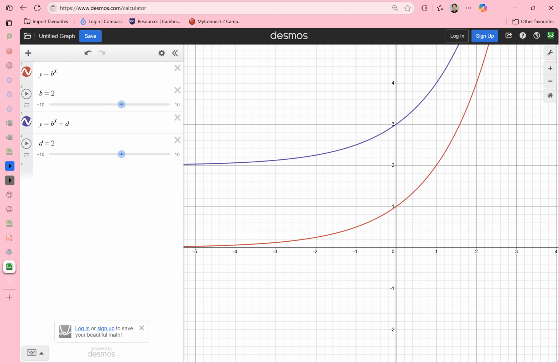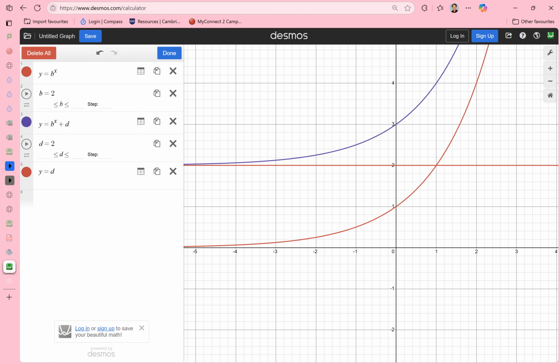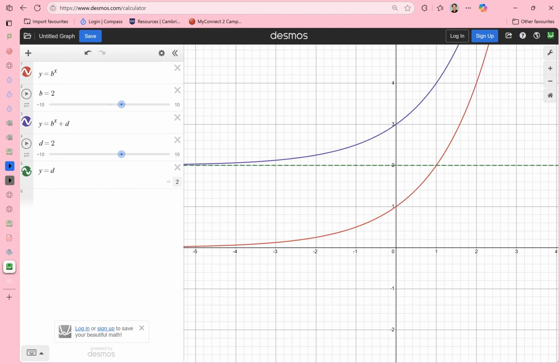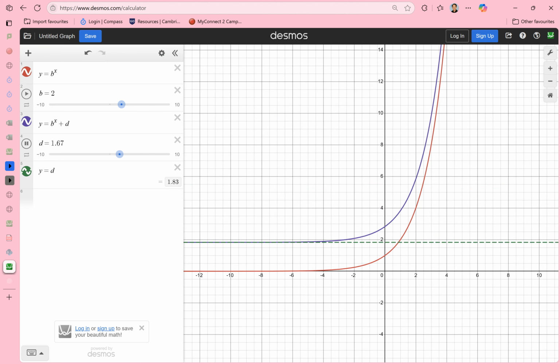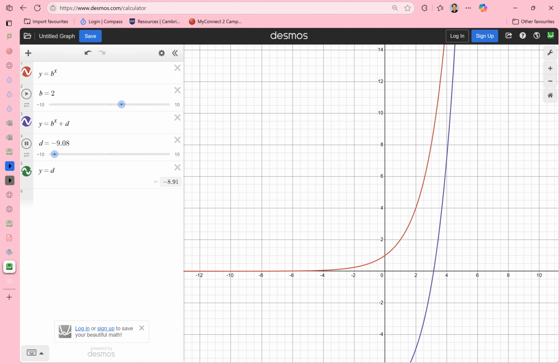So how do I show that? I can say y equals d, and I'll make the line dotted so that you can see that's the asymptote. I'm going to make it green and dotted. Here we go. As I increase d, can you see how the asymptote follows? Because the graph never touches that. Okay, because that's all I'm doing.